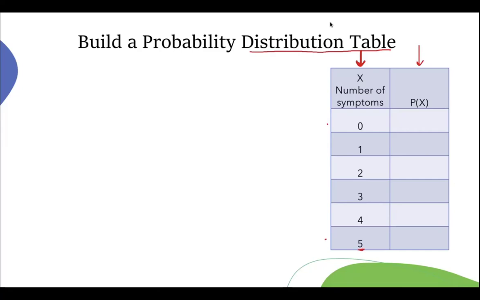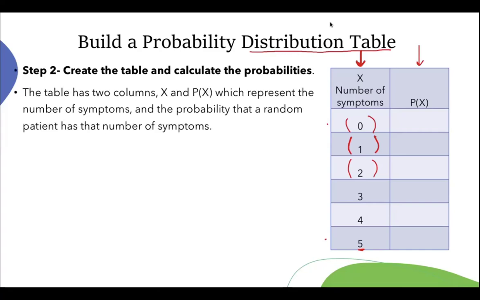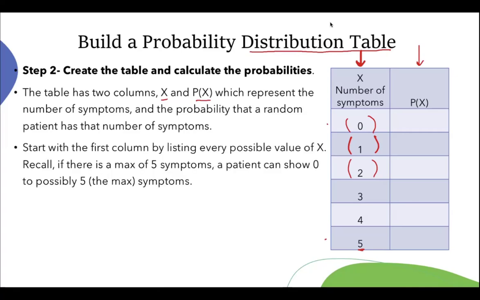And the P of X column is the probability of having 0 symptoms, the probability of having 1 symptom, the probability of having 2 symptoms, etc. And we're going to calculate that with just some simple division. So the table has 2 columns, X and P of X. That's the number of symptoms and the probability that a patient has that number of symptoms. So we list every value of X, 0 through 5, first, and then we calculate P of X using the sample data that was provided earlier.